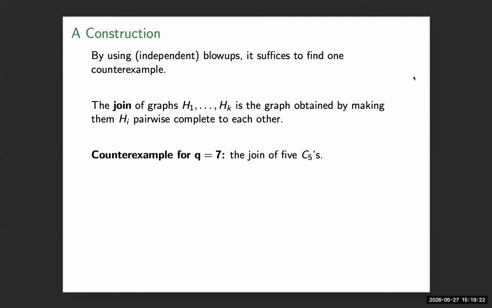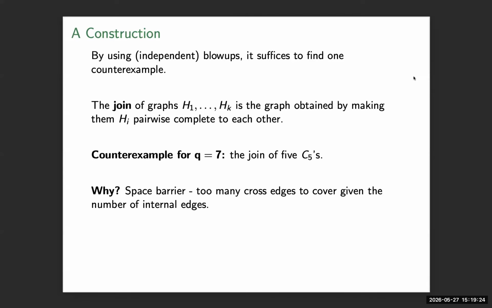Why is that a counterexample? Well, it's a space barrier. There are simply too many cross edges between the copies of C_5 to cover, given the relatively sparse number of internal edges within the copies of C_5. We were able to generalize this idea for all Q at least 4. Interestingly, though, we could not push it to Q equals 3. This construction does not disprove the Nash-Williams conjecture.